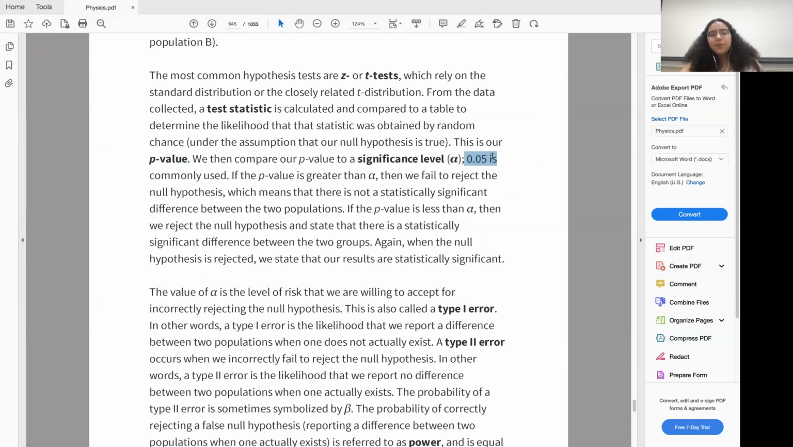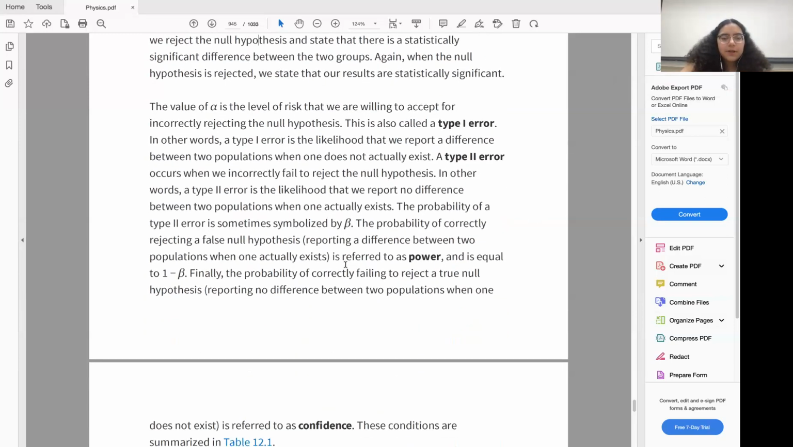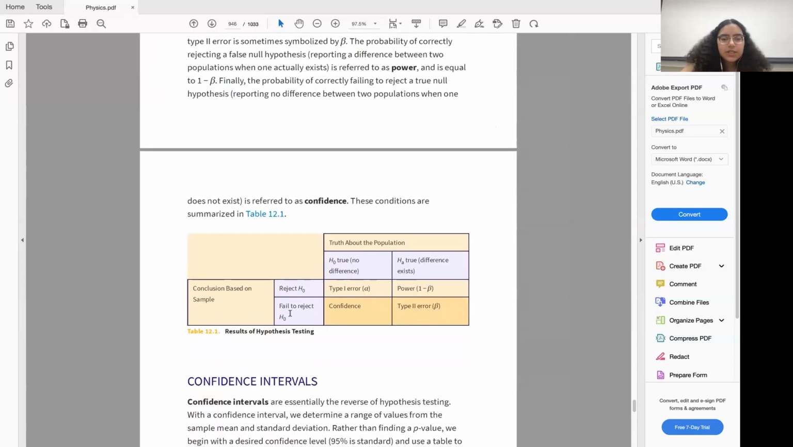Most commonly you'll see 0.05. So p less than 0.05 means your results are significant, so you can reject the null hypothesis, that nothing's going on. But if it's greater than that, you fail to reject it. So p greater than alpha, fail to reject it. So it's not a statistically significant thing. There are different error types.